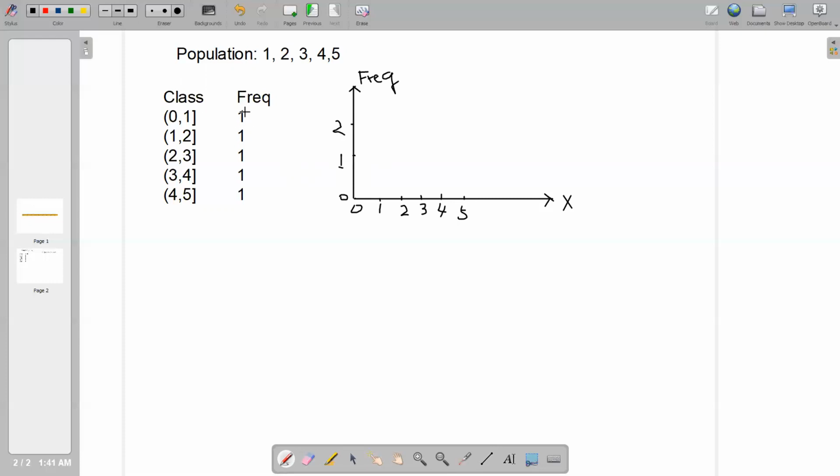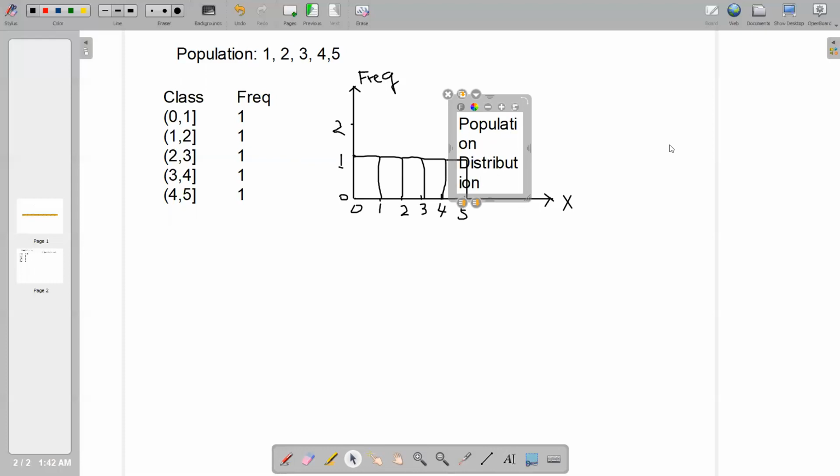With corresponding height as the frequency. So for the 0 to 1 class, we're going to draw a bar right here, for between 1 and 2, a bar here, 2 and 3 here, 3 and 4 here, and 4 and 5 here. So this is the distribution of the population. This is a population distribution.